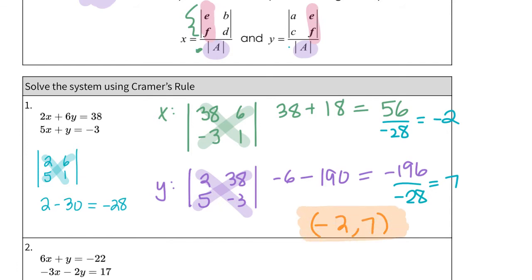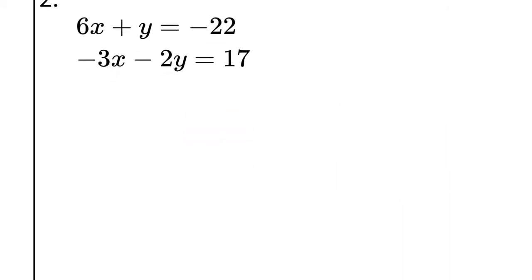Okay, let's try another example of that. So this time, here's our system: 6x plus y equals negative 22, negative 3x minus 2y equals 17. So our coefficient matrix is going to be 6, 1, negative 3, negative 2.